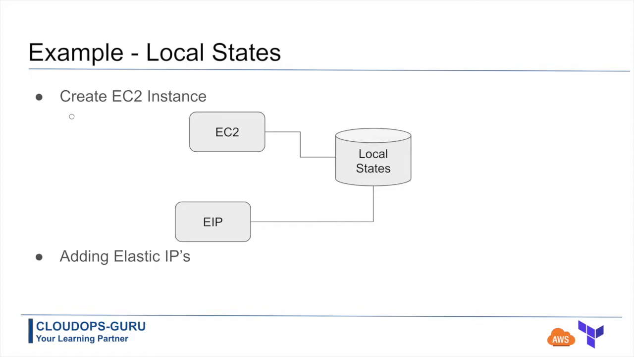So let us do an example for local state. Here I am going to launch an EC2 instance and an EIP, and store all the information in the local state. When we launch an EC2 instance, that information will be stored in the local state, and when we launch an EIP, it will fetch the instance detail from the local state and assign it to that particular EC2 machine.